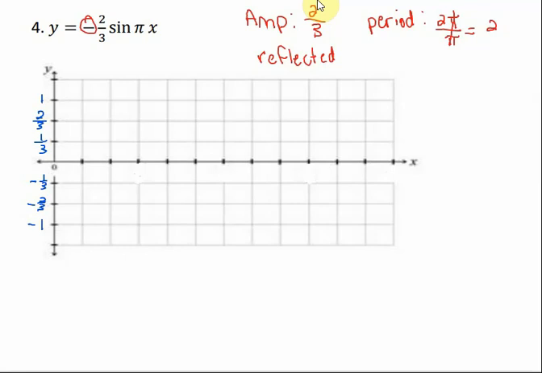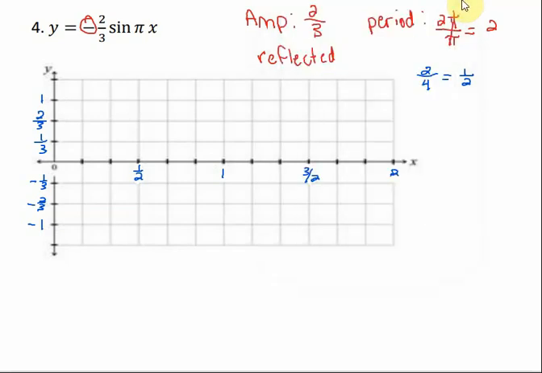Okay, and then for our key points, or our quarters, we take what our new period is and divide it by 4. So that means that our first mark is going to be at 1/2, and then we add that every time to get our other mark. So we start at 0, the first mark is at 1/2, 1/2 plus 1/2 is 1, and then we have 1.5, or 3/2, and then we would have 2. And again, those are radians. So now let's plot our graph.